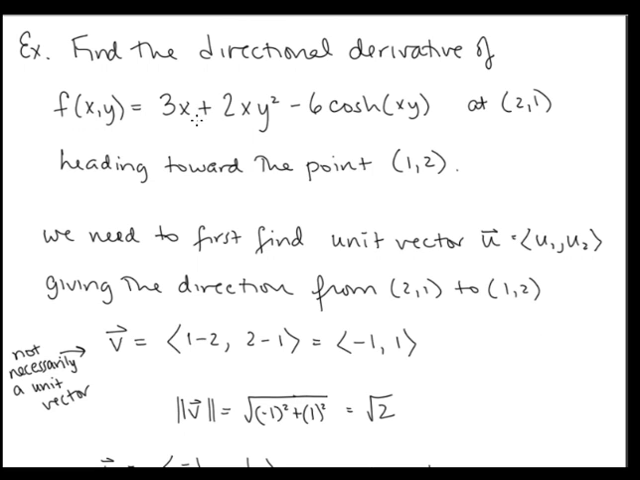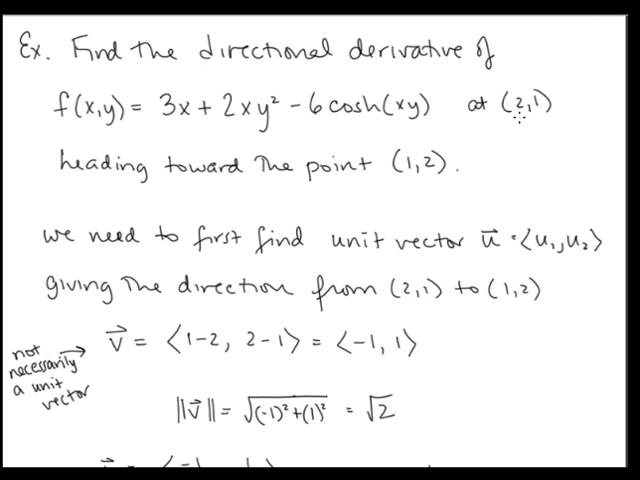Well, notice they give us the function, they give us the point at which we're taking the directional derivative, but they didn't give us the unit vector. Instead, they said the direction from 2, 1 to the point 1, 2. So we have to come up with the unit vector ourselves. So the first thing we're going to do is find a vector in the proper direction, then we're going to scale it to be a unit vector.